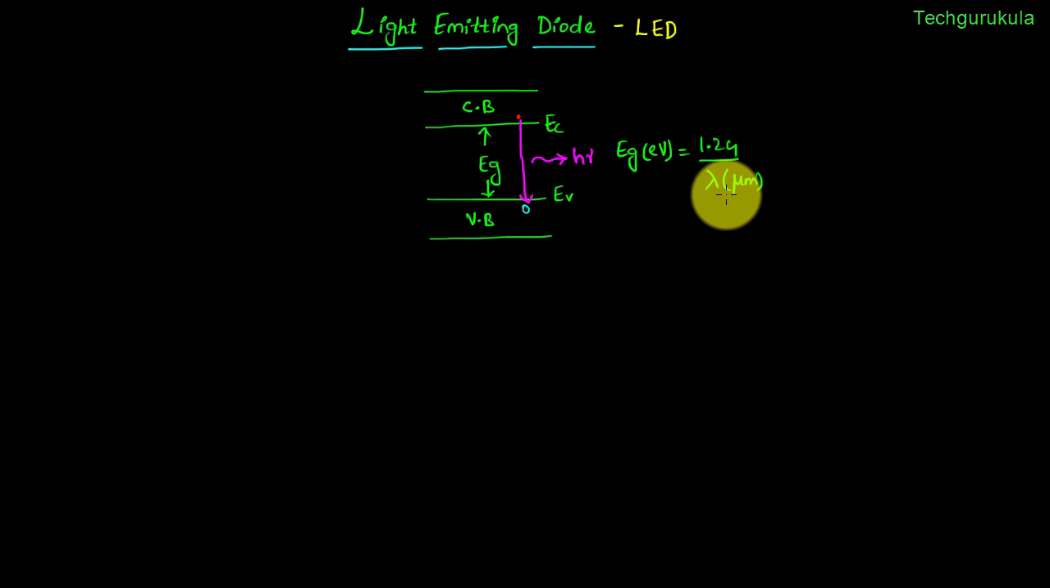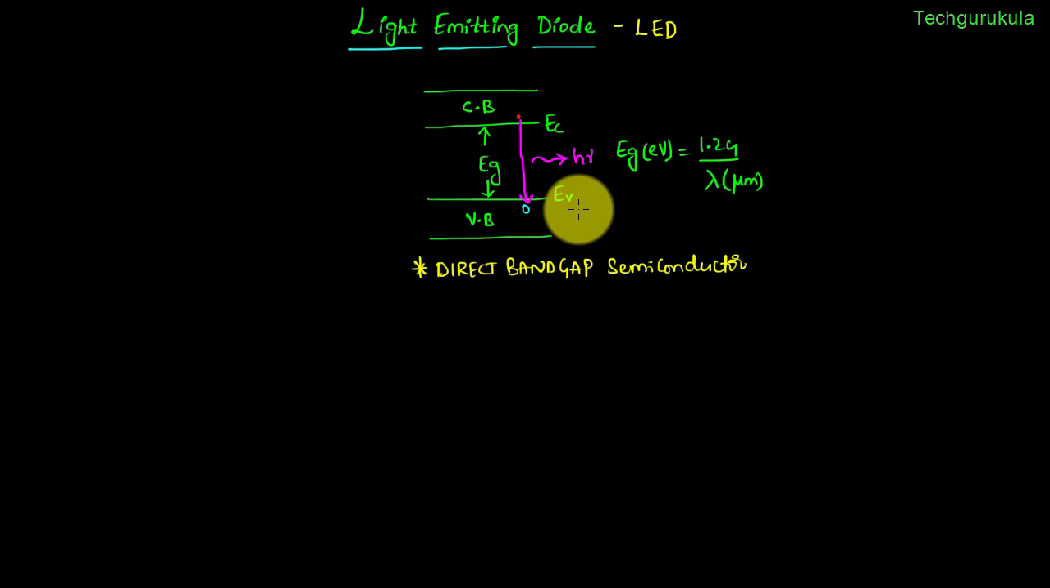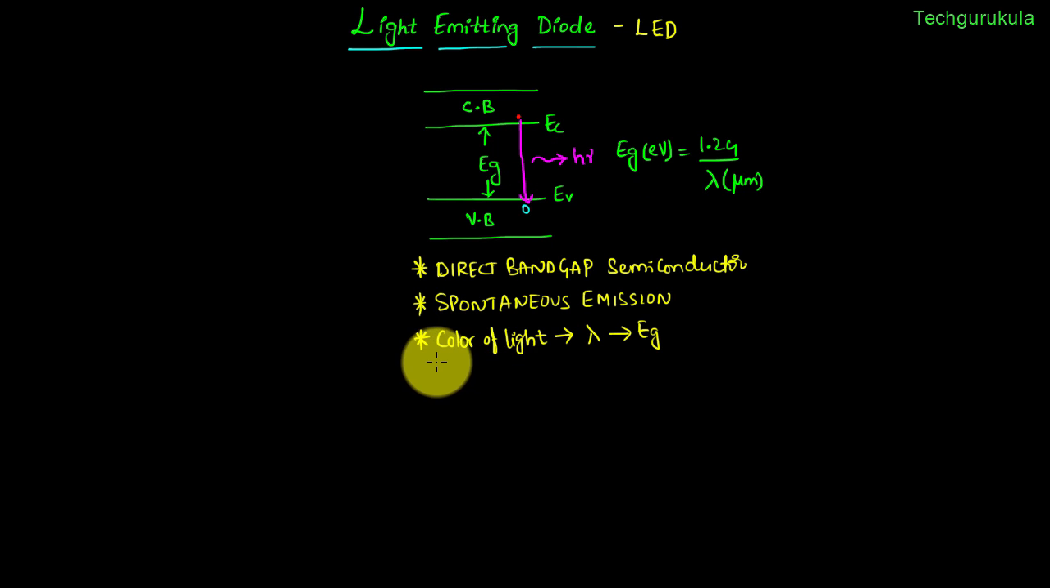If you take Eg in electron volts, it can be written as 1.24 over lambda, assuming lambda is in micrometers. The color of the emitted light depends on the wavelength, and the wavelength depends on the energy band gap Eg. So in order to get a particular color, we need to choose a semiconductor material matching the energy band gap. So the first point, we mentioned that the semiconductor should be a direct bandgap semiconductor. In this recombination, we are not stimulating the electron to recombine. It is happening spontaneously. So we call this recombination spontaneous recombination, and the emission spontaneous emission. And we also said the color of light depends on the wavelength lambda, and lambda depends on the energy band gap of the semiconductor we choose.